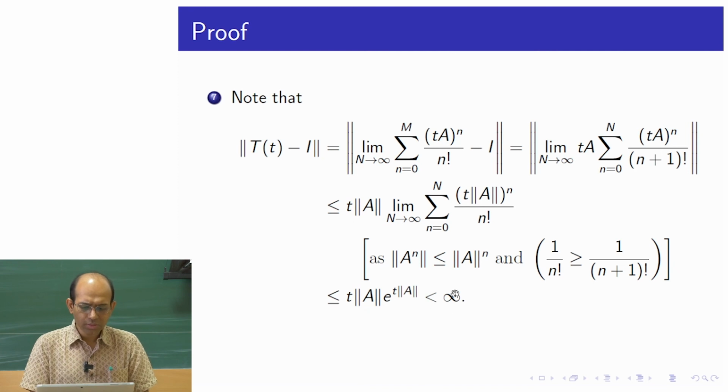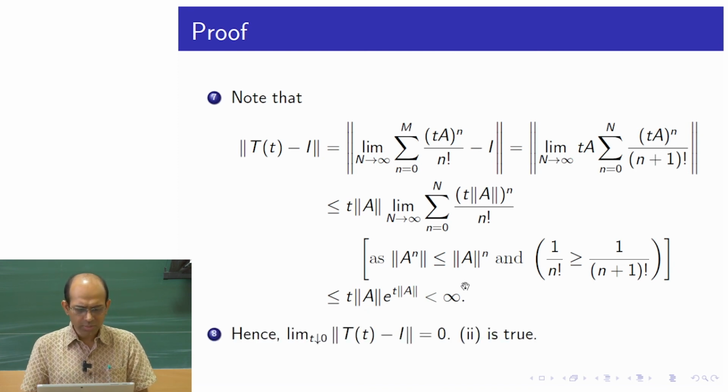Now this is a finite quantity, and as t tends to 0, e to the power 0 is a bounded quantity, and this part is going to 0. So we get that this is 0. Hence the limit as t tends to 0 of the norm of Tt minus I is equal to 0. So 2 is true.